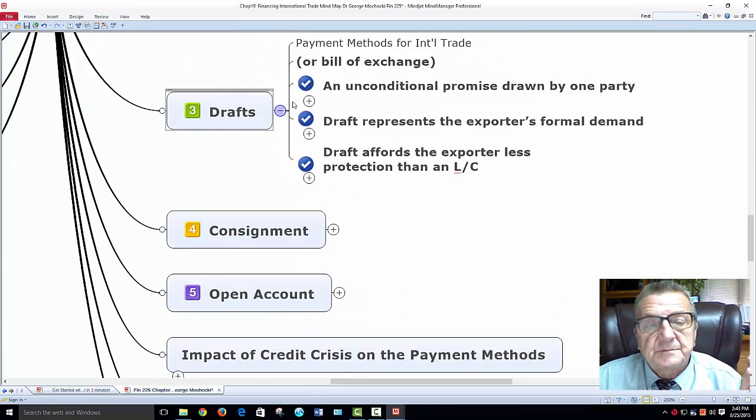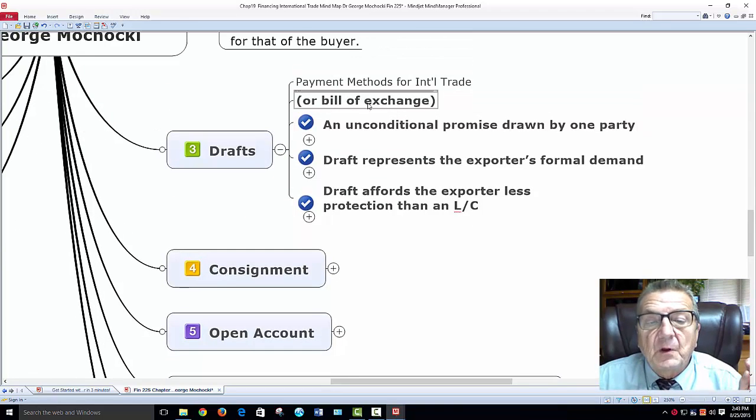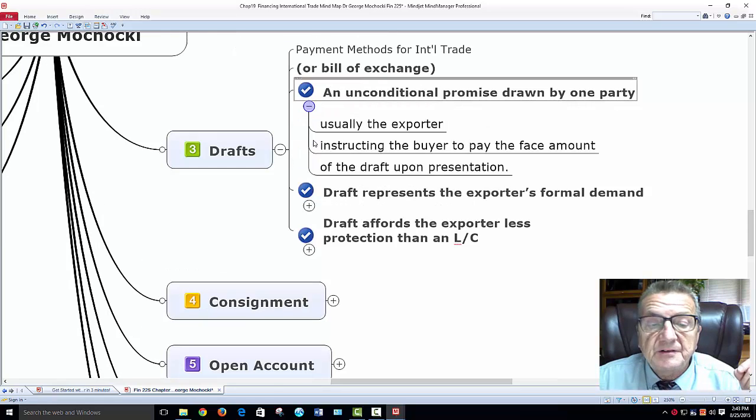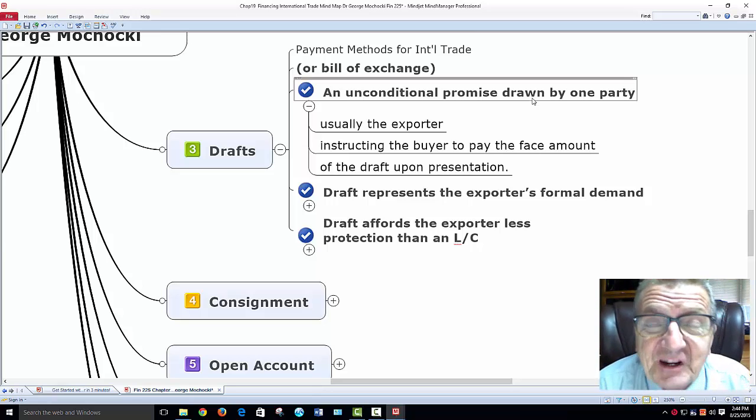Okay, what are drafts? Payment or a bill of exchange. This is another terminology for a draft. An unconditional promise drawn by one party. Remember, finance is always terms and conditions, interest rates and all that. Spot rates are very flexible in a volatile market, like we're experiencing now, which is an interesting market, especially for international finance.